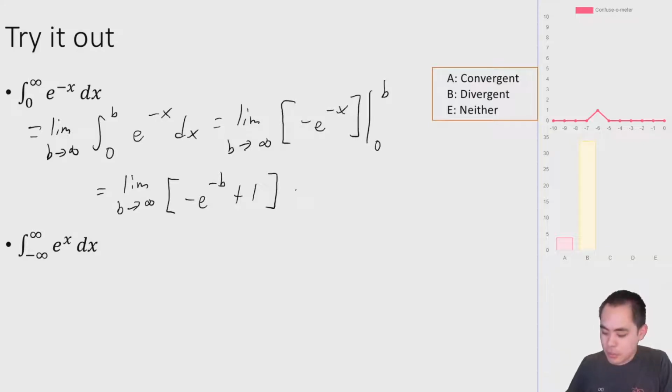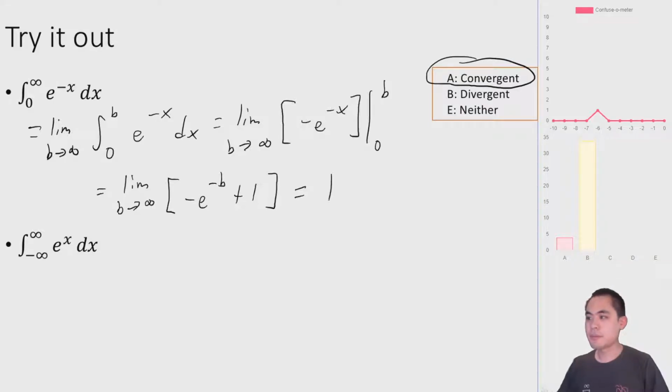Which is going to be equal to 1 actually, because if you take e to the minus infinity, that's going to go towards 0, and therefore this is actually convergent. And this is because the limit as b goes to infinity of e to the minus b is equal to 0.